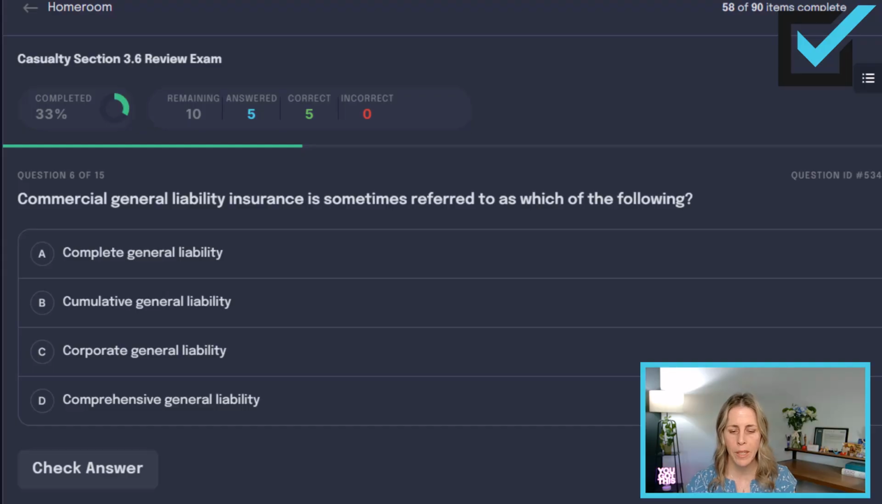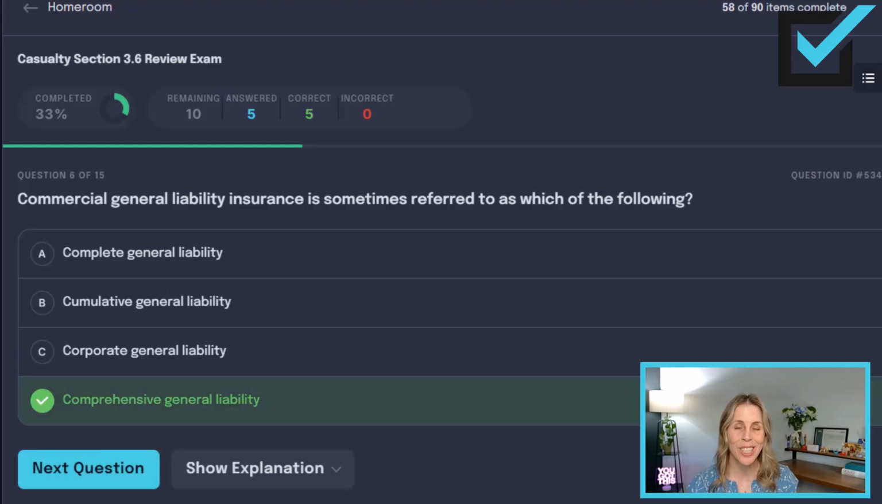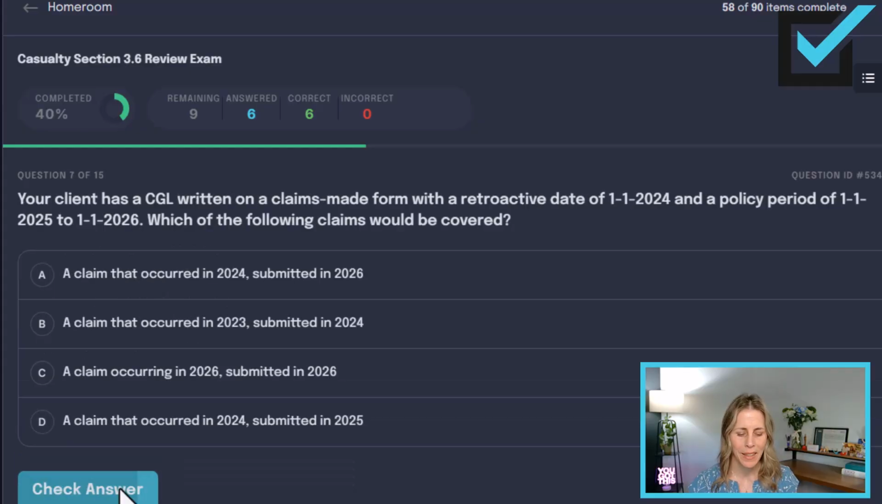Commercial general liability insurance is sometimes referred to as which of the following? Complete general liability, cumulative general liability, corporate general liability, comprehensive general liability. I already told you this one. CGL can stand for comprehensive general liability as well.